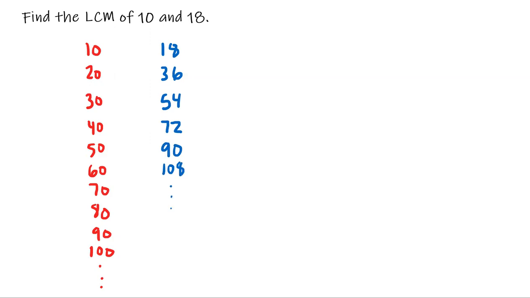Now what you want to do is determine the least common multiple. So of all the multiples, what's the smallest multiple? I look through my list, looking for the same in both. Well, I see a 90, and I see a 90. That is my least common multiple. So I'd write that out: LCM of 10, 18 equals 90. That's the idea behind the least common multiple.